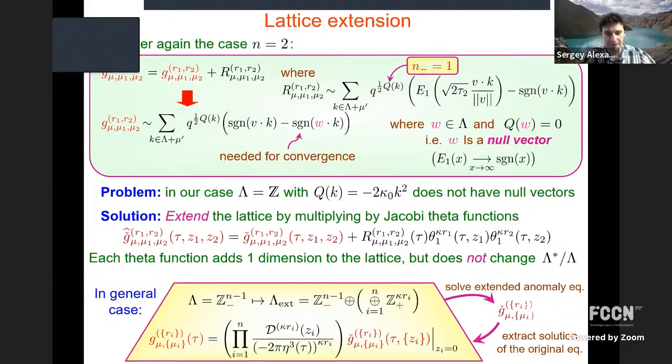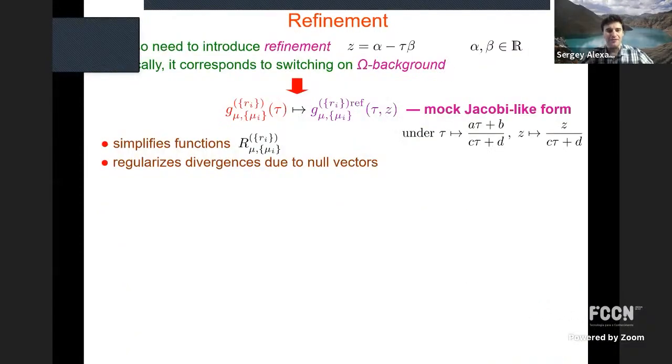Well, seems like we're almost done, but again, not yet, because it turns out that to actually realize this program, we need to do another extension of our problem and introduce the so-called refinement parameter, which physically corresponds to switching on the so-called omega background. And then in the presence of this parameter, our functions will now become not usual modular forms, but we should require them to be the so-called mock Jacobi-like forms. Well, you are probably more used to Jacobi forms. Jacobi-like is just like Jacobi, but you drop the elliptic property.